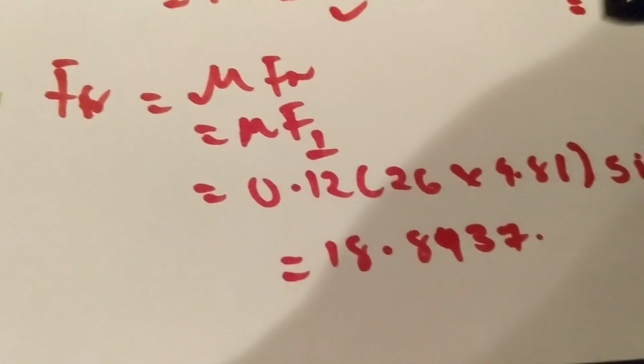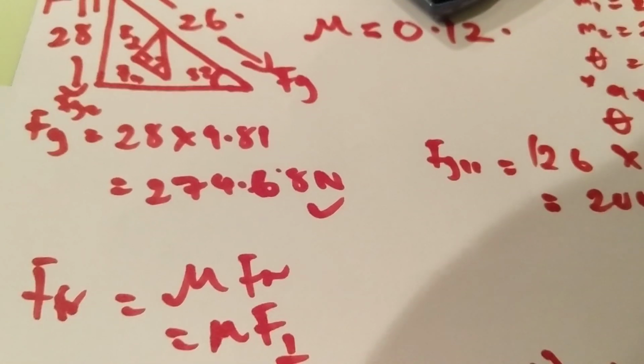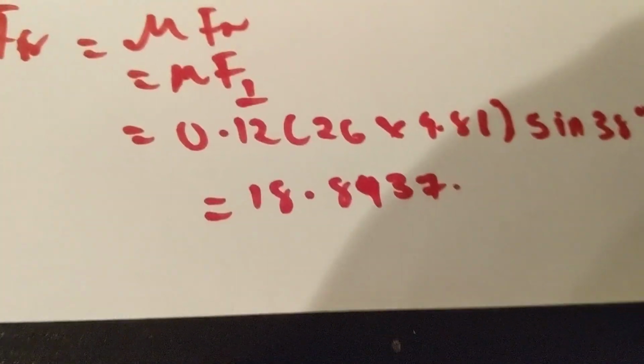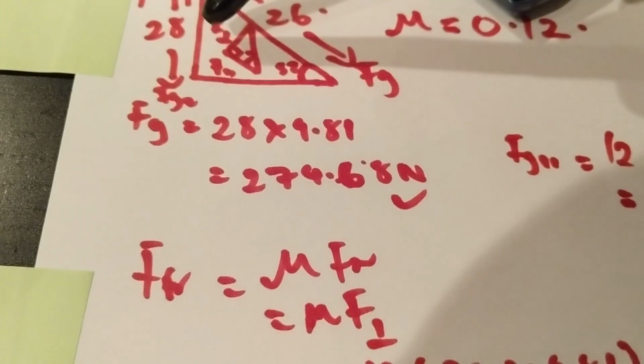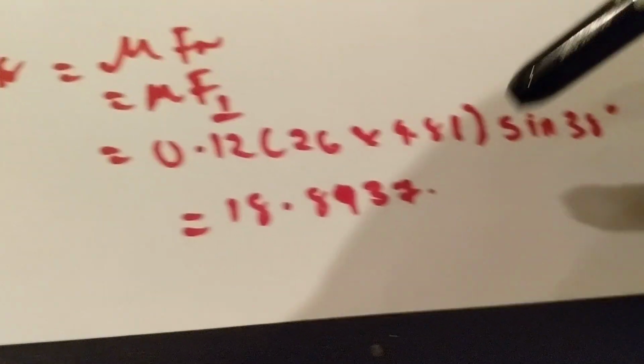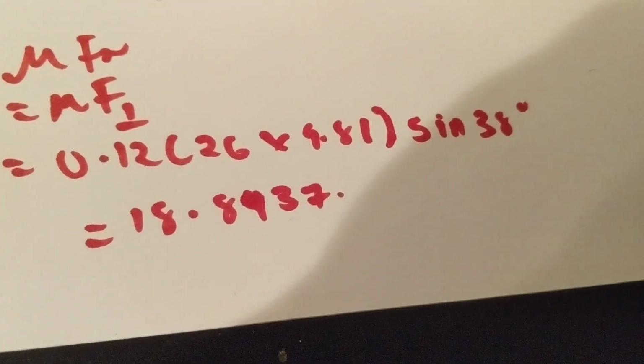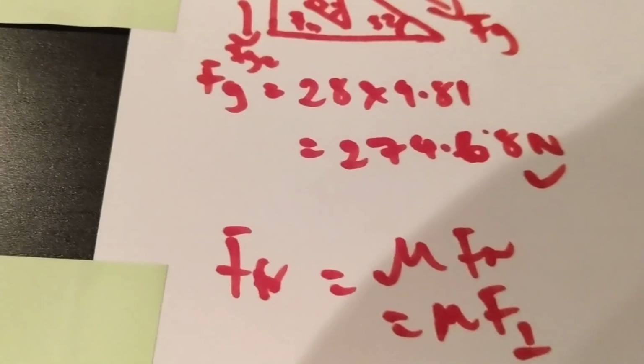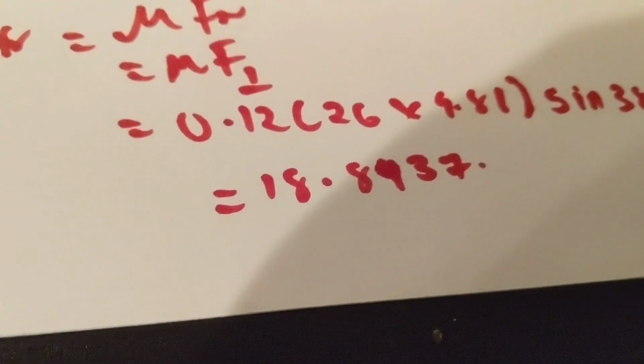And so we have 0.12, which is our coefficient of friction right from the start, and 26 because we're talking about the perpendicular direction, so it's coming up as 26, times 9.81, which is the acceleration due to gravity, sorry, then times sine of 38, because opposite over hypotenuse is sine, and our angle in the small triangle is 38 degrees, so we have it as 18.8437.